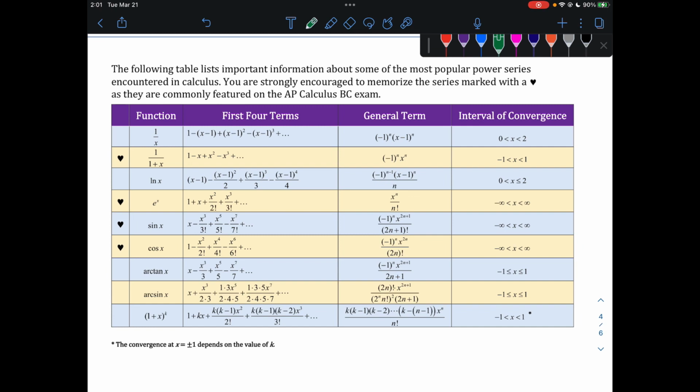If you don't know them, of course, you can always find them. You can always discover them through the Taylor polynomial. But it'd be really helpful if we just knew them from here on out. Okay?